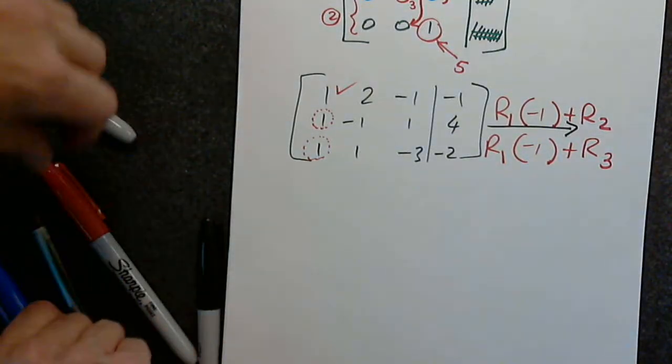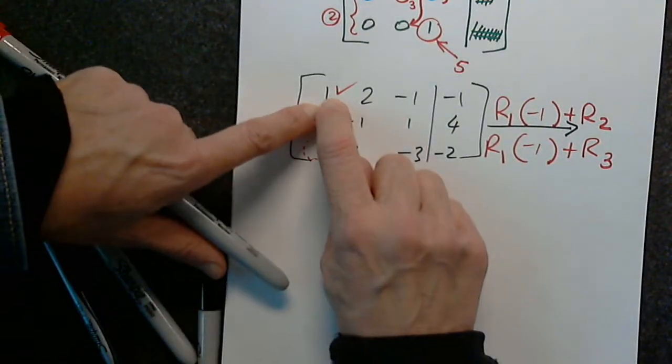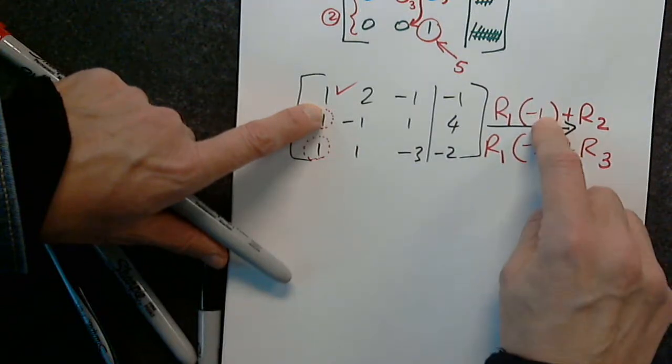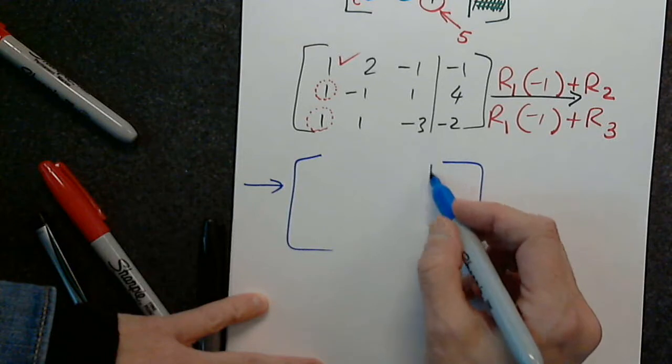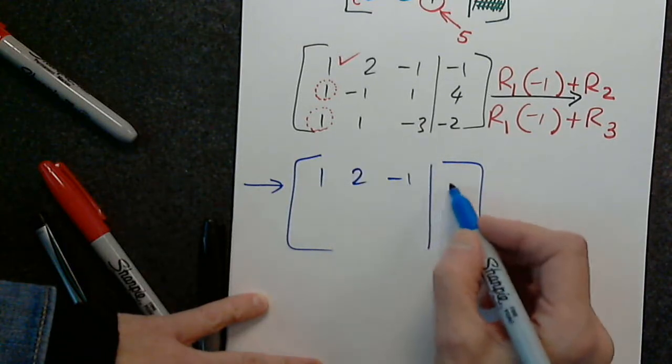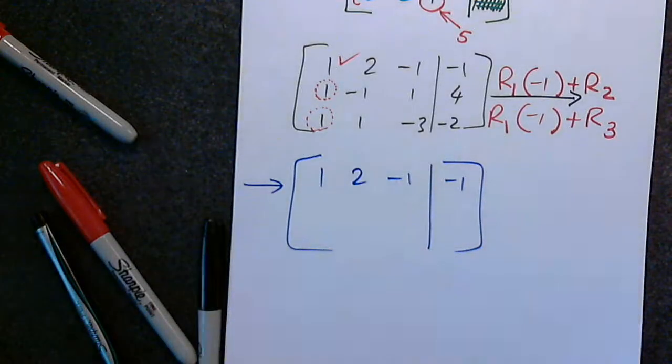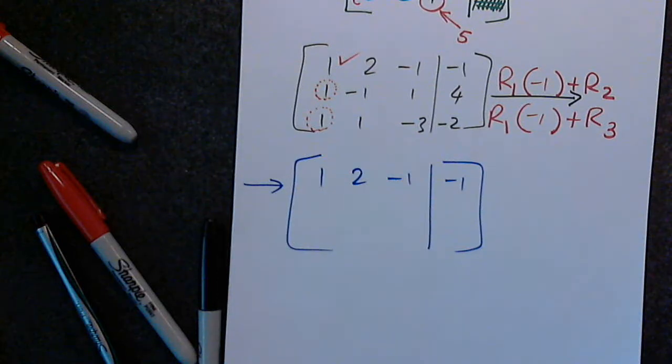Okay, so let's do this together. 1 multiplied by negative, sorry, I have to copy. I have to copy the first row. Do not copy anything else. Everything else will change.